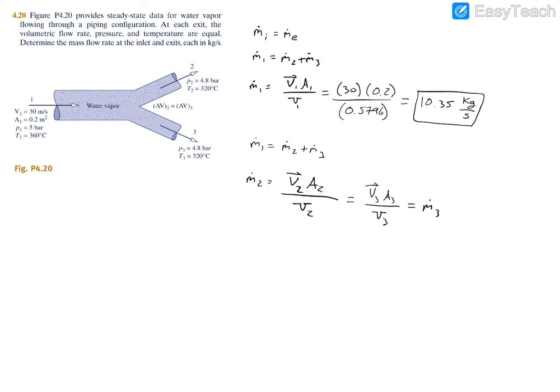So if we set m dot 3 equal to m dot 2 in this formula right over here, you'll have m dot 1 is equal to 2 times m dot 2. Or m dot 2, which is what we're looking for, is equal to m dot 1 divided by 2. And we already have m dot 1, so m dot 2, which is equal to m dot 3, is equal to 10.35 divided by 2, which is equal to 5.175 kilograms per second.